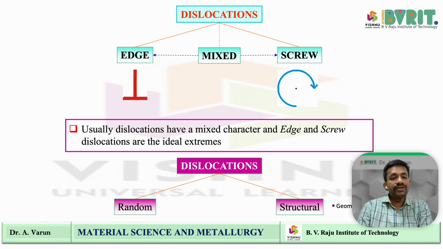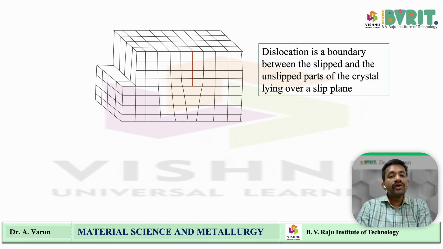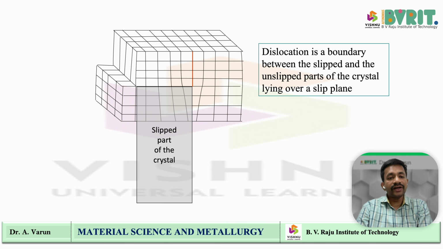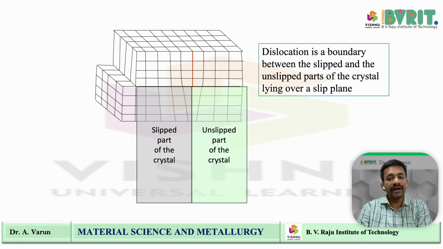So you can see this is useful. You can see the edge dislocation or screw dislocation, and also you have mixed dislocation, that means a combination of both the edge and screw. So if an array of atoms are missing or additionally extra, then it is called a dislocation. It forms a slipped part of the crystal. This side it is slipped, and this side it is unslipped.